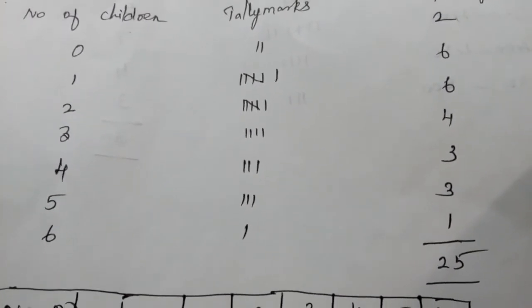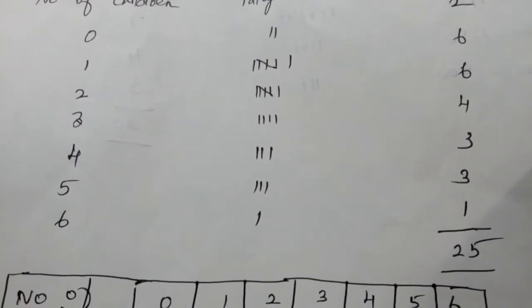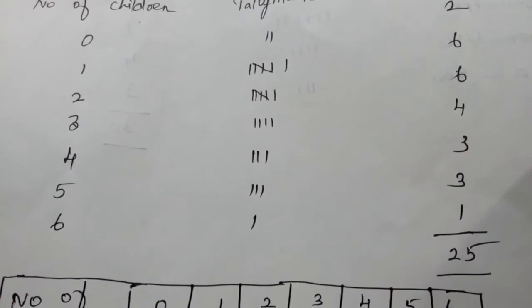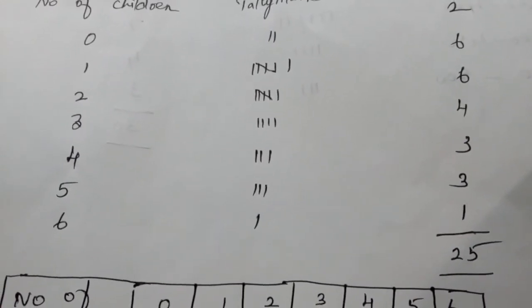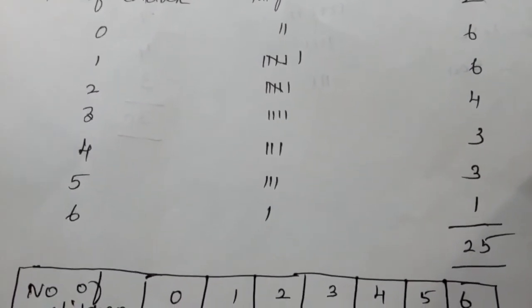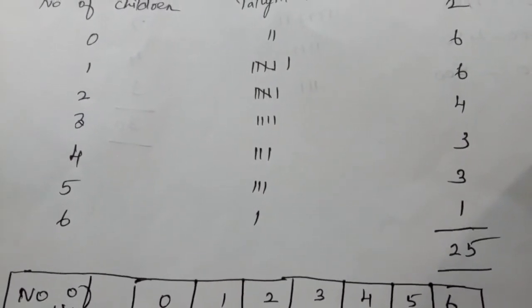So 3 children in 4 families. How are we getting this 4? From the data, 3 is repeated 4 times. So it is 4. And number of children 4 is repeated 3 times. If you see the data, you can understand that it is repeated 3 times. So we are writing 3. And the children 5 is repeated 3 times. So we are writing 3.